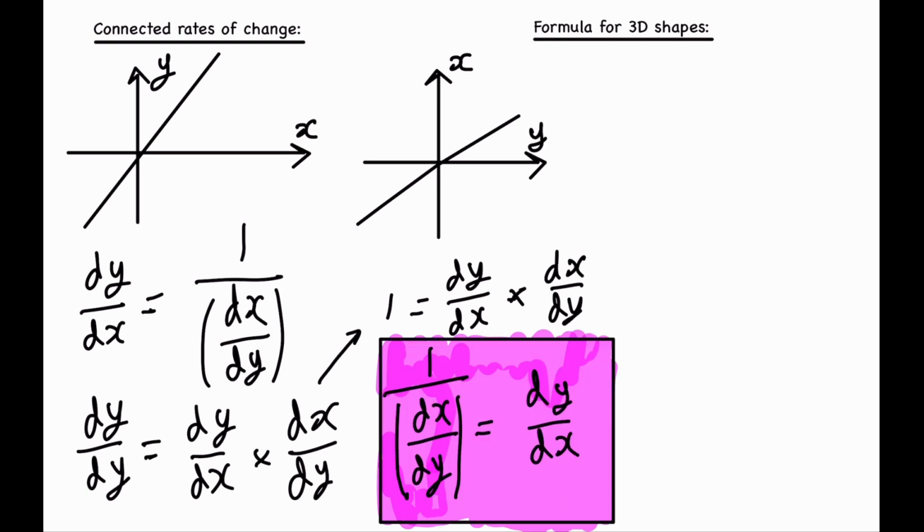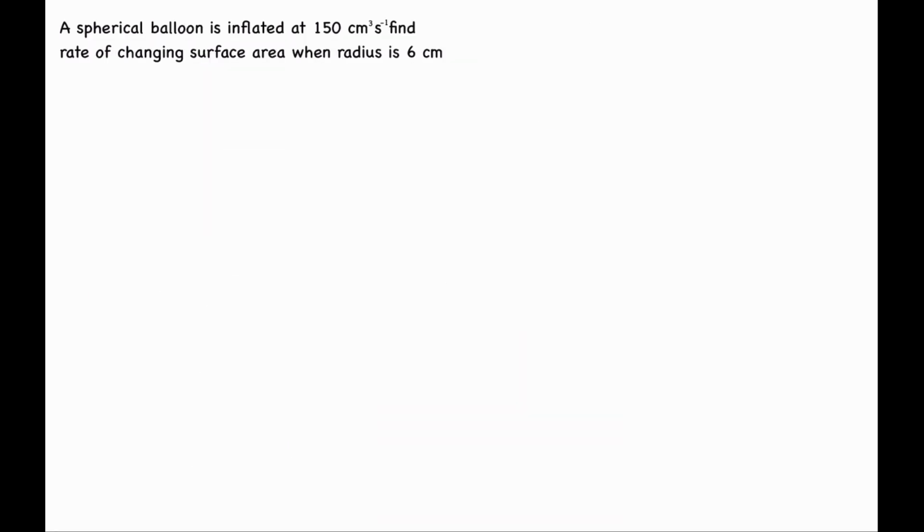And now let's go on to connected rates of change. We're going to do an example, and then go through all the steps, and you can apply these steps to any other example. So we have a spherical balloon that is inflated at 150 centimeters cubed per second. Find the rate of change of surface area when the radius is 6 centimeters. So how would we start off with this question?